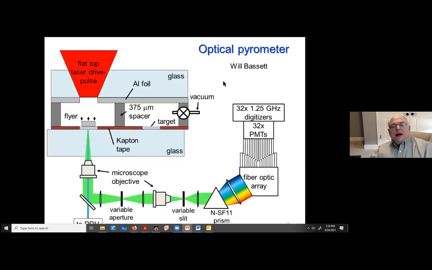Okay, so now I'm getting into the regime where I really care about temperatures. And so that's where we're doing optical pyrometry. So here's a drawing of our homemade optical pyrometer. So we have an explosion here and a microscope objective. And we have a little aperture here so you can select what part of the sample you're looking at. And then this is a prism spectrograph that has very high throughput but low resolution. And the red and blue wavelengths are imaged onto 32 fiber optics, which are imaged onto 32 photo tubes, which put their signal into 32 digitizers.